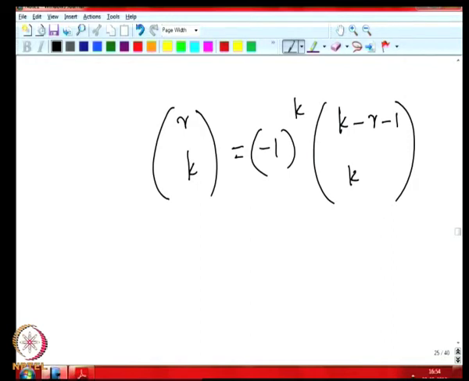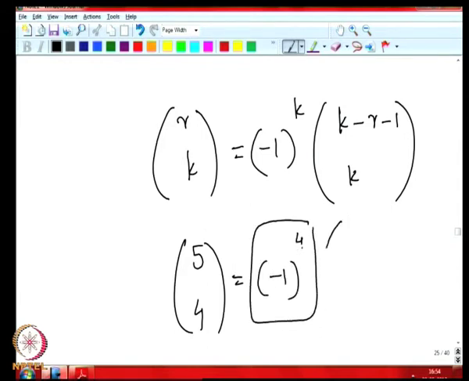So does it make sense? For instance, let's say minus 5 choose 4 will be equal to minus 1 raised to 4, that means there is no negative sign, times 4 minus minus 5 minus 1, choose 4. This is how much? This is 8 choose 4... or rather, 4 plus 5 minus 1, which is 8, right?